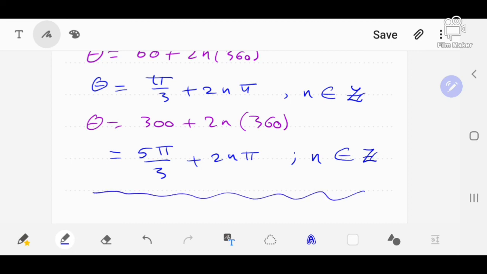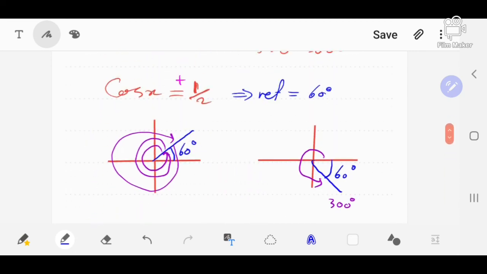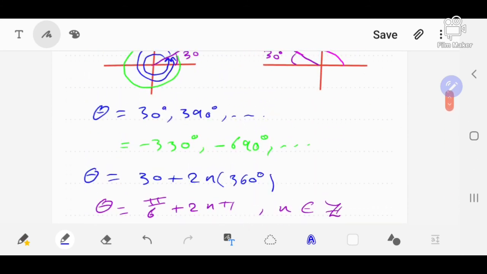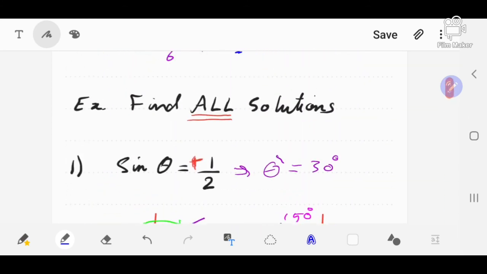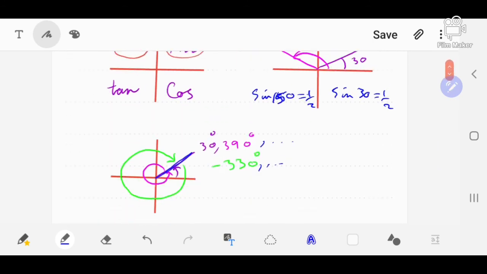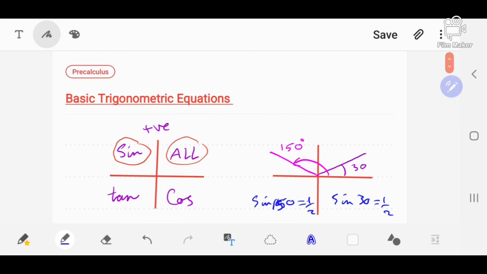Well, this is the idea actually. It's the same as solving any equation that you used to do before. The only thing that you have to keep in mind is the quadrants and the coterminal angles, and of course positive and negative. These are the keys in solving trigonometric equations.